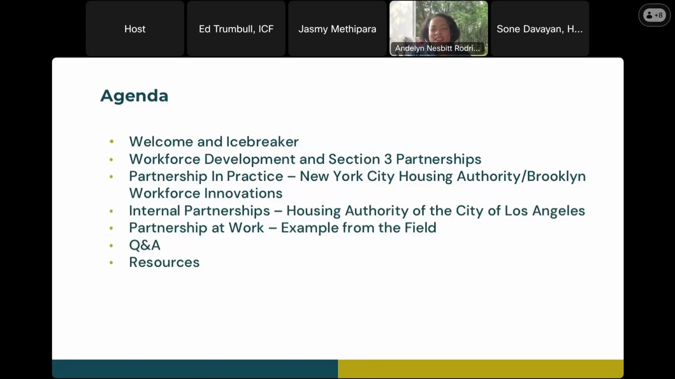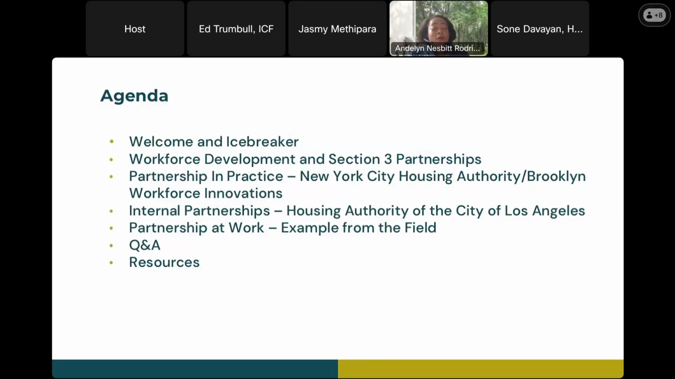Today we're going to first go through a few quick interactive questions, which will hopefully give us a sense of who's in the room and what questions you might have around building partnerships that will strengthen your Section 3 programs. Then we're going to hear from a seasoned workforce development professional who will provide an overview of the workforce development landscape and valuable insight into building partnerships across that landscape. After that, we're going to hear from some industry professionals who have had success and made some interesting partnerships that are going to serve their Section 3 programs well.